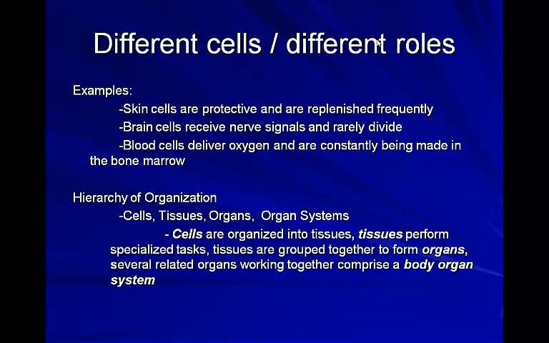Depending on what they specialize in, their roles will be different. When you look at a nerve cell, it's highly branched because its job is to intercept and take on sensory information and then send that to the central nervous system. They're characterized by rare division. They don't divide very often, and this is why when we have spinal cord injuries or nerve damage, it's very hard to see people recover from that, whereas skin cells are protective and are constantly being shed, and so we replenish those frequently. Those divide very quickly.